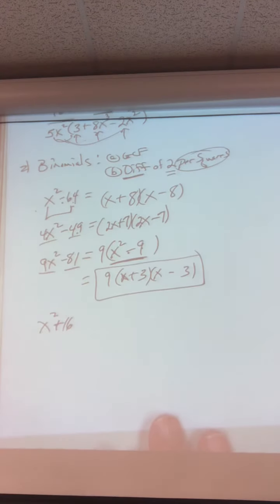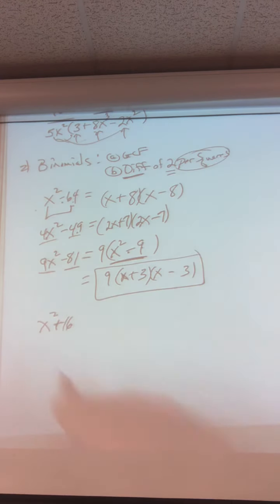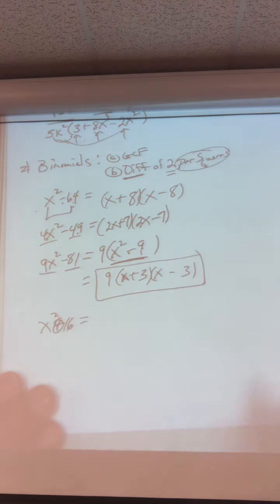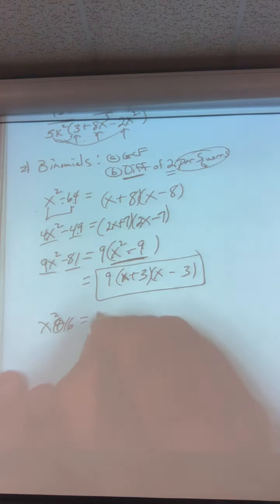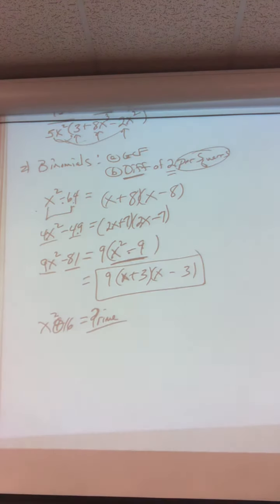Now, x squared plus 16. Is there a GCF? No. Is this the difference of two perfect squares? No. It's the sum of two perfect squares, but not the difference. So if it doesn't have a GCF and it's not the difference of two perfect squares, we call it prime. Another word we use in algebra is non-factorable.